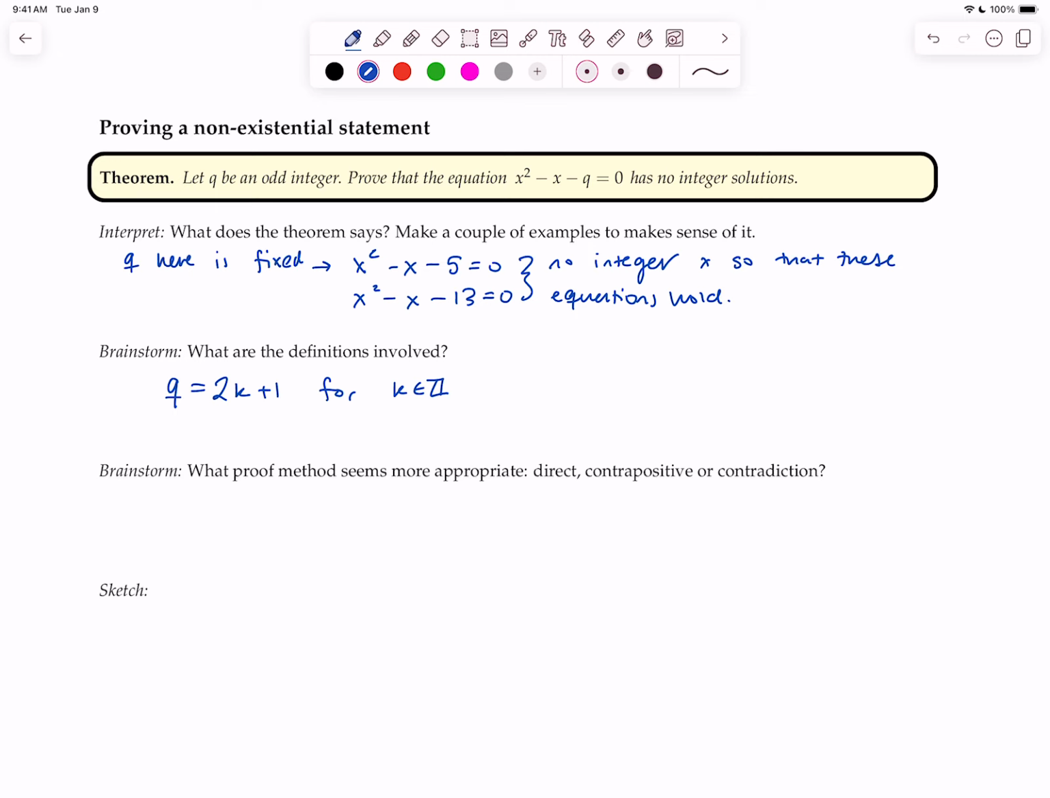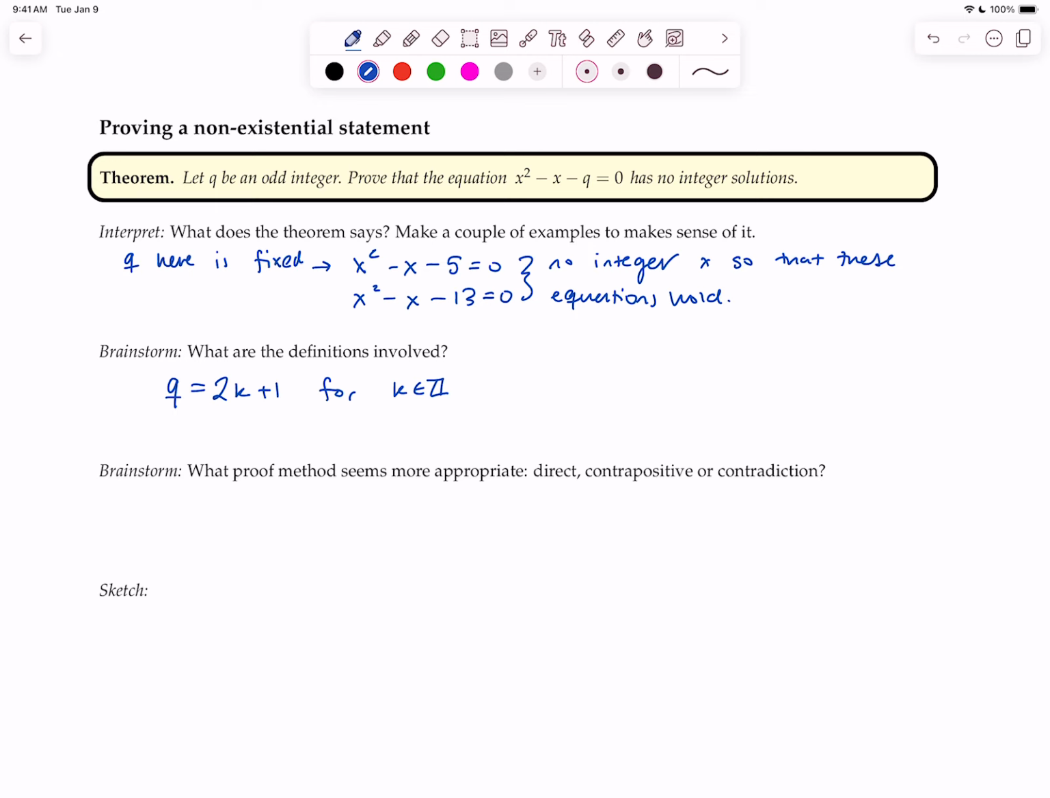Now, non-existent statements are weird. Like, how would you even prove this directly? I guess you could plug this into the equation, maybe x squared minus x minus (2k plus 1) equals 0. But I don't know, that doesn't really tell me anything. It doesn't seem clear what the issue is here. So maybe contrapositive or contradiction might be good.